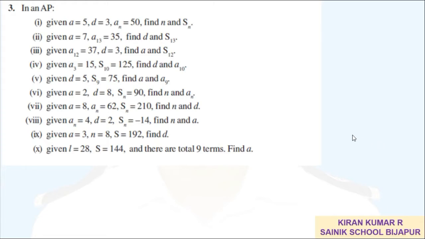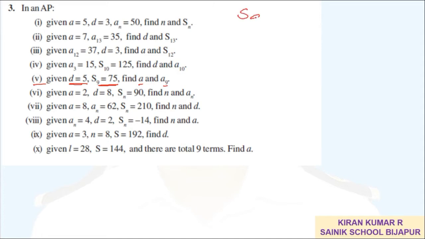Hello students, let us continue the session on arithmetic progression. We had solved 4 questions of third main question in exercise 5.3. Let's continue further with question 5 onwards. Let's see the question 5. In question 5, we are given the value of d and sum of ninth term. We need to find a and ninth term.